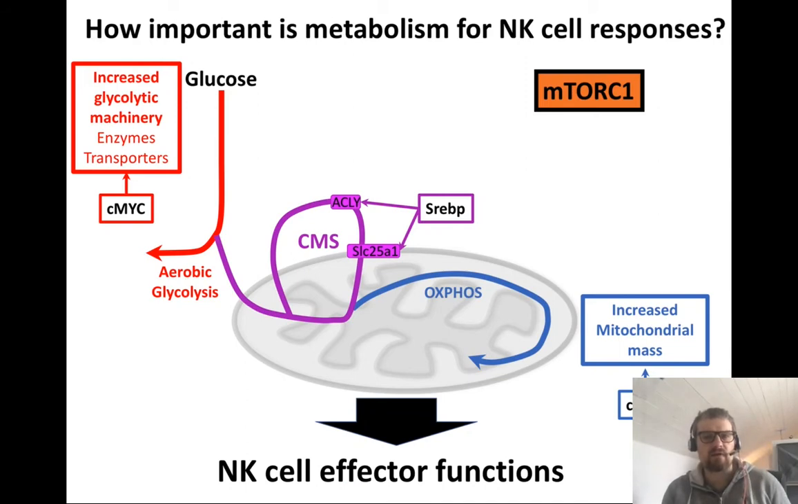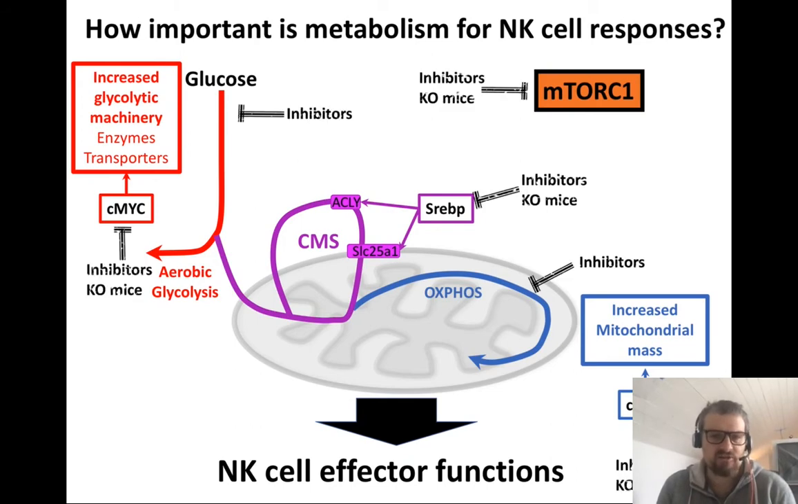So is this metabolic configuration important for NK cell responses? And the answer to this question is a resounding yes. So this slide summarizes a huge amount of work by ourselves and others, showing that inhibitors of these metabolic pathways directly, either glycolysis or oxphos, inhibitors of these different metabolic regulators, knockout mice of these different metabolic regulators.